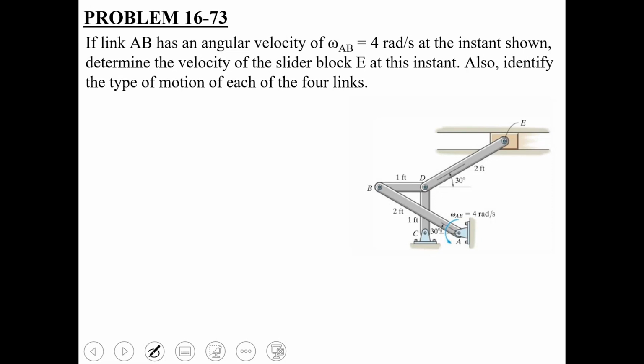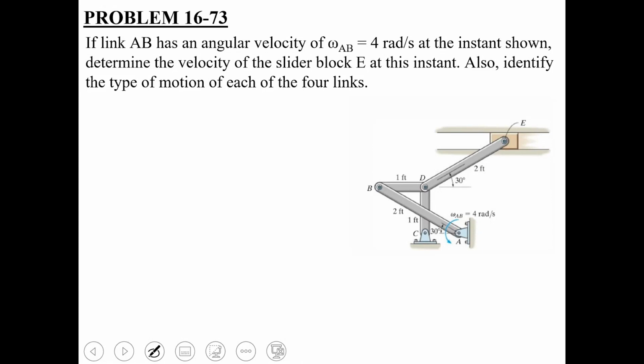In contrast, if we talk about slider E at the instant shown, since slider E is being constrained to move within the horizontal slot, its motion is going to be translatory motion. So overall you have 5 links. 2 of them are in rotational motion, 2 of them are in general plane motion, and 1 of them is in translation.